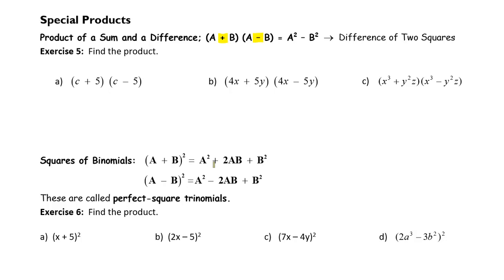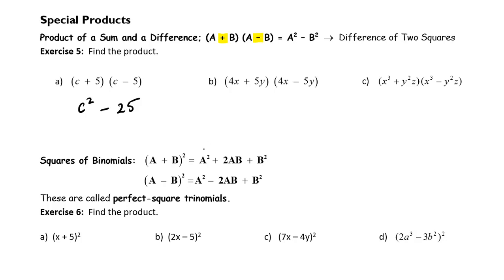So if we have c plus 5 times c minus 5, let's just practice taking a step where we skip the part where we know the two middle terms drop out, and we can just go straight to c squared minus 25.